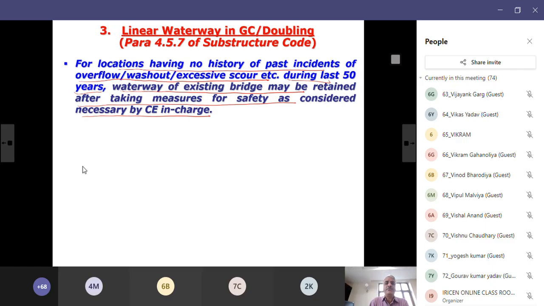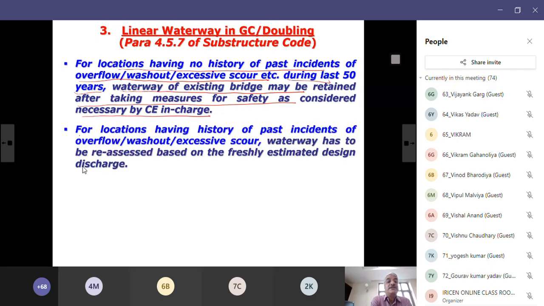First case, simple. Second case is locations which have a history of past incidents. There, some problem has already happened in the return period. There you have to do the calculations de novo. Their waterway has to be reassessed based on the freshly estimated design discharge. So you calculate the design discharge for your return period, then reassess the waterway and give that much waterway where there is a problem.